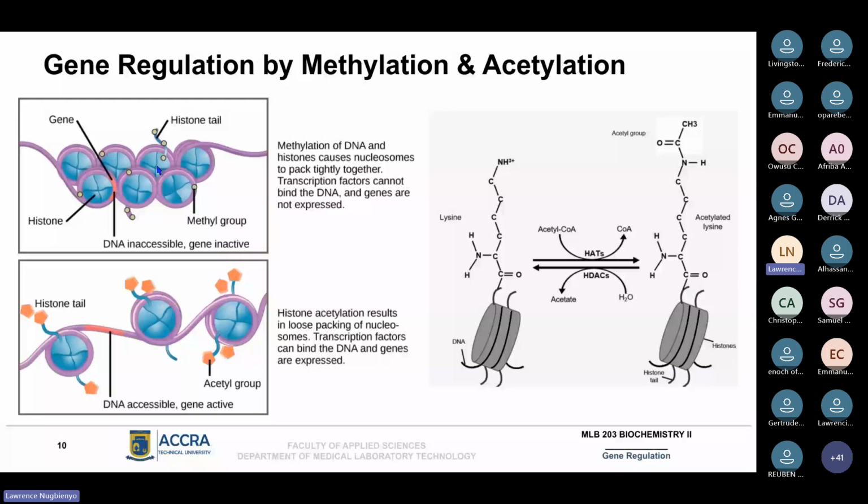And such compact forms of DNA molecules are usually methylated. So you have the DNA molecule itself with a methyl group, that is CH3. And you also have the histone proteins themselves also being methylated.